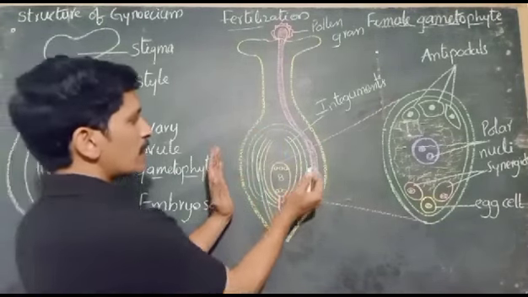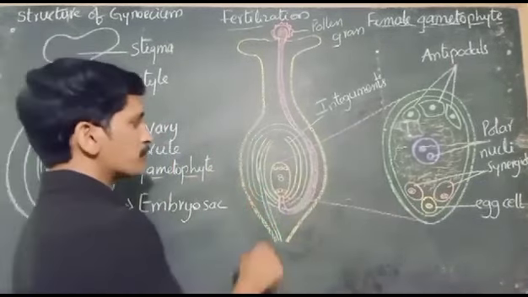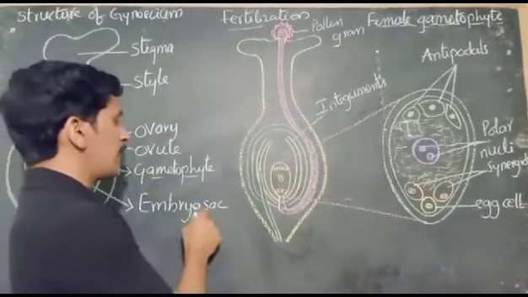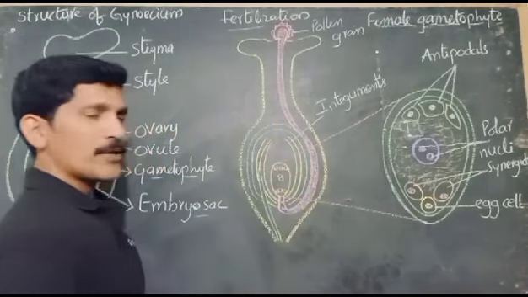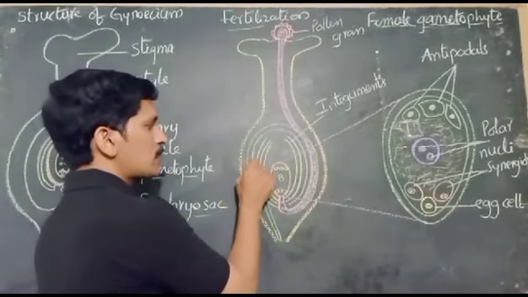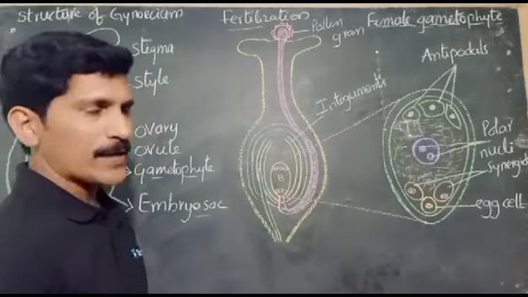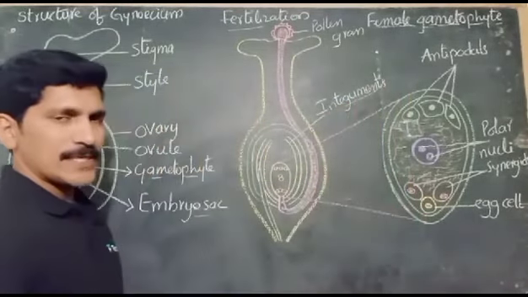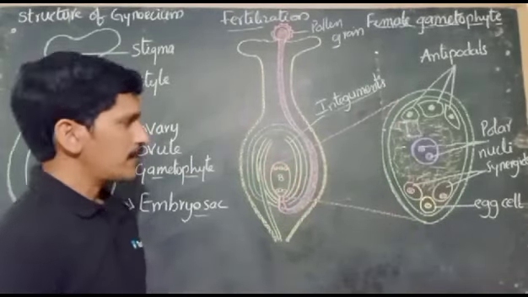When you see the ovary structure, inside the ovary you find there is already an ovule. Inside the ovule we can find an embryo sac, right? This embryo sac is protected by some layers. These layers protecting the embryo sac are called integuments.